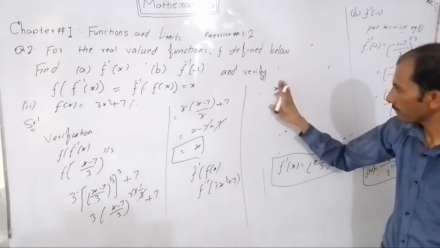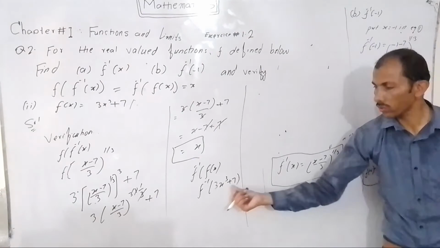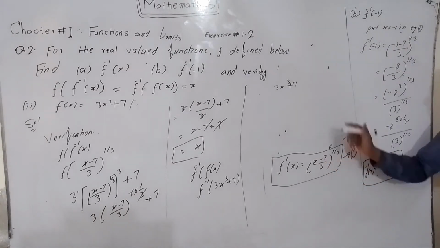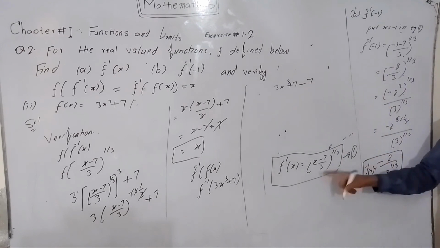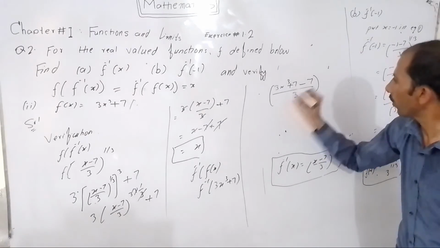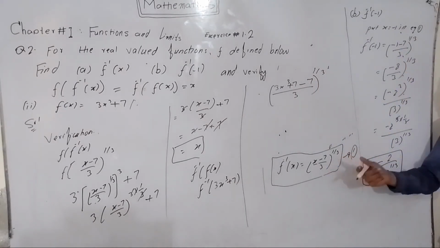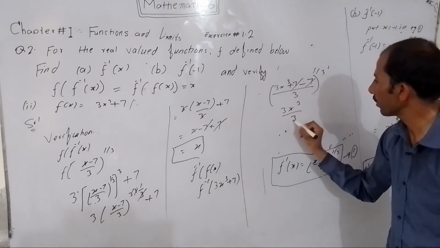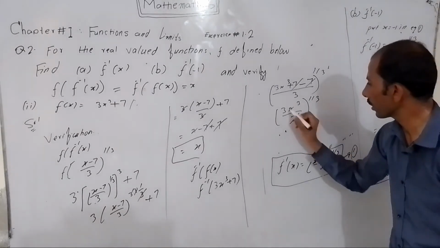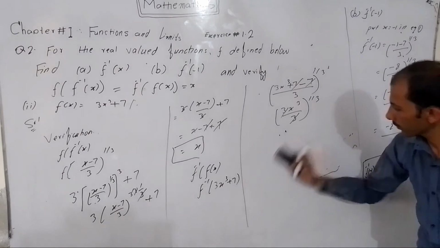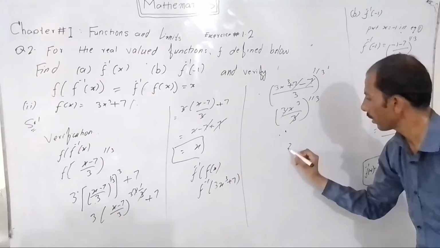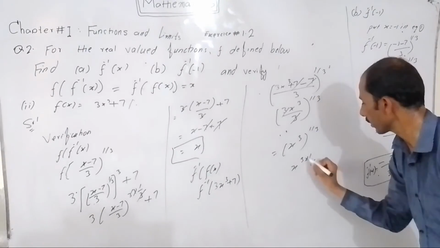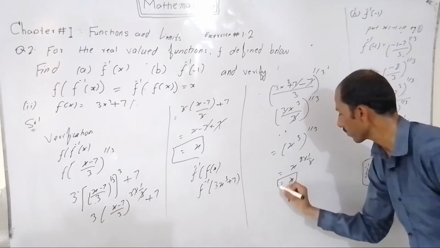So x is first replaced by 3x cube plus 7, minus 7, divided by 3, whole cube root. Minus 7 plus 7 cancel, 3x cube divided by 3 whole cube root, 3 cancels. So x cube whole power cube root, x cube multiplied by 1 divided by 3 cancels, is equal to x, which is the required solution.